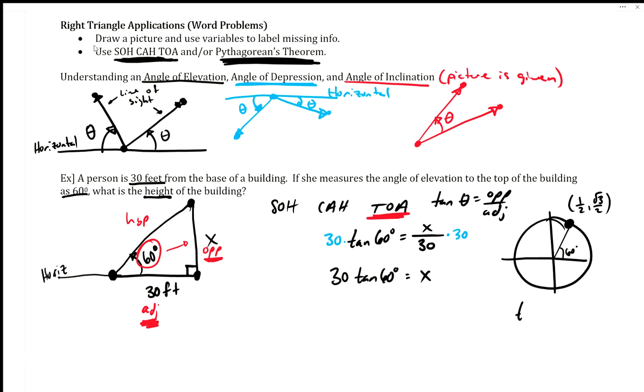So tangent of 60 is that square root of 3 over 2 divided by 1 over 2. Those 2's would cancel. We're left with radical 3 over 1. I don't really need to show the 1. So that means this tangent of 60 is the same thing as the square root of 3. So it's 30 times the square root of 3 feet is the height of the building. So that's our exact value answer.